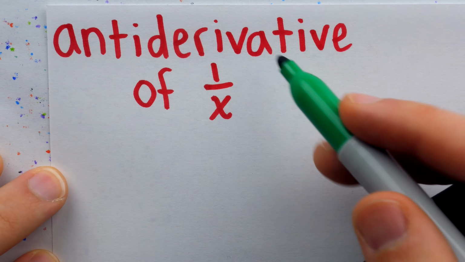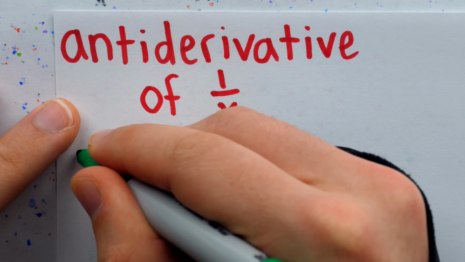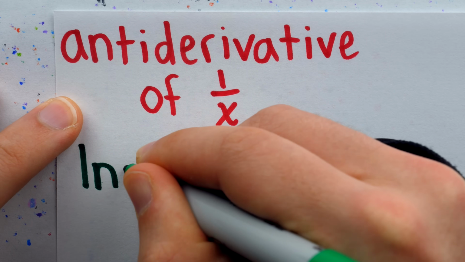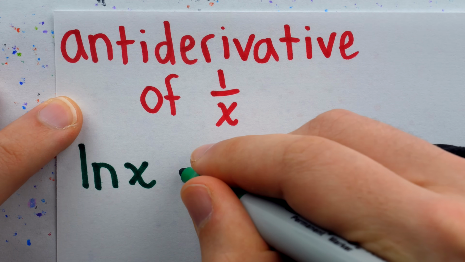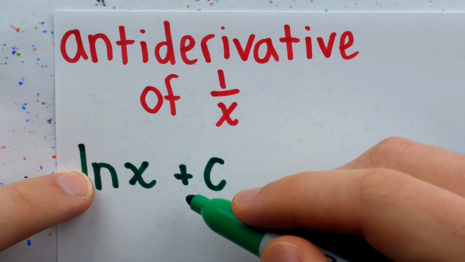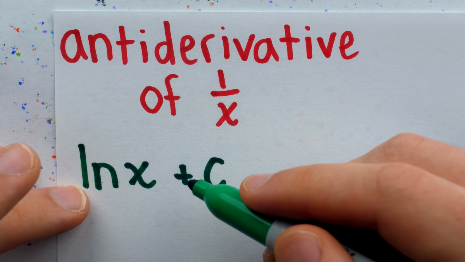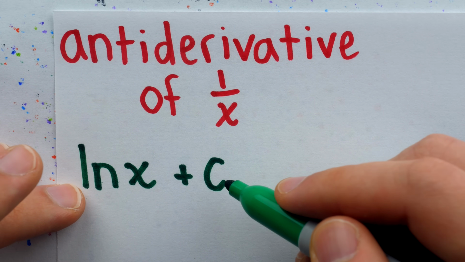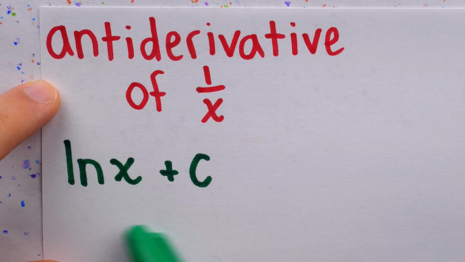So if we go the other way, the antiderivative of 1 over x, well, certainly that would have to be the natural log of x, and then we want to make sure we throw in that arbitrary constant, because adding a constant, shifting the function up or down, doesn't change its slopes, and thus doesn't change its derivative. There's a big problem with this answer, though.